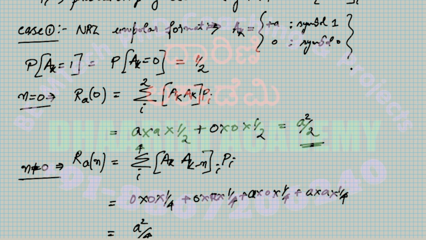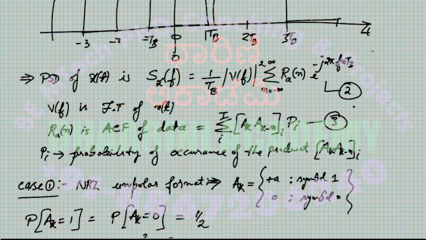Always remember, whenever we solve equation number 2, first we calculate the required Ra of n, then we calculate the required V of f, and then you substitute both into equation 2. So now, for case 1, which is the NRZ unipolar format, I'm first calculating the value of Ra of n.